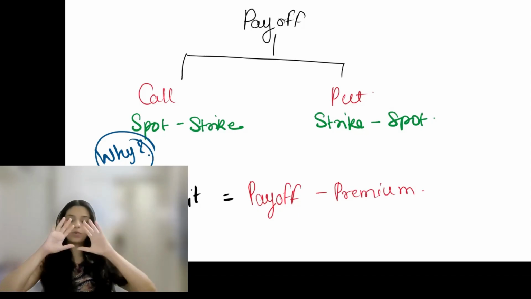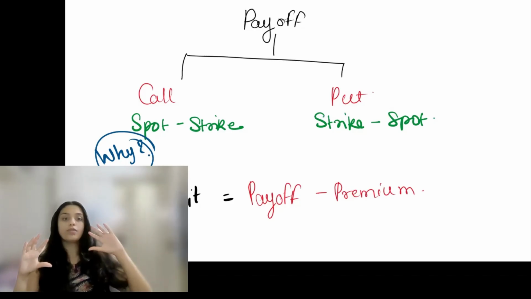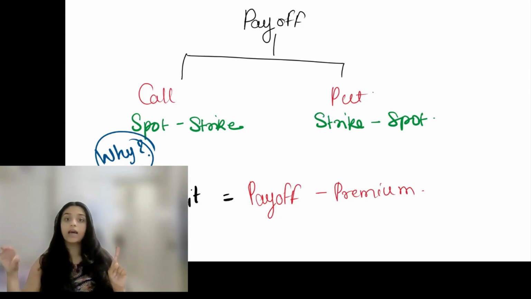Under payoff, there are two things. How can we calculate payoff for call and put? For call, we can calculate payoff as spot minus strike. And for put, it is strike price minus spot price. Just learn this, okay? You just need to learn this, and I'll teach you how to solve everything else. And for profit, it is payoff minus premium.